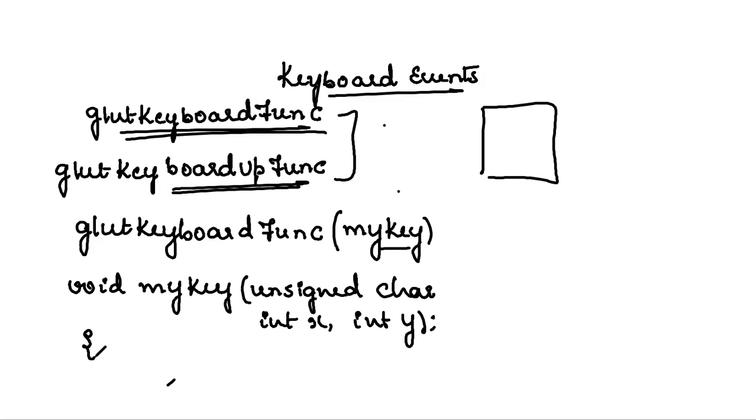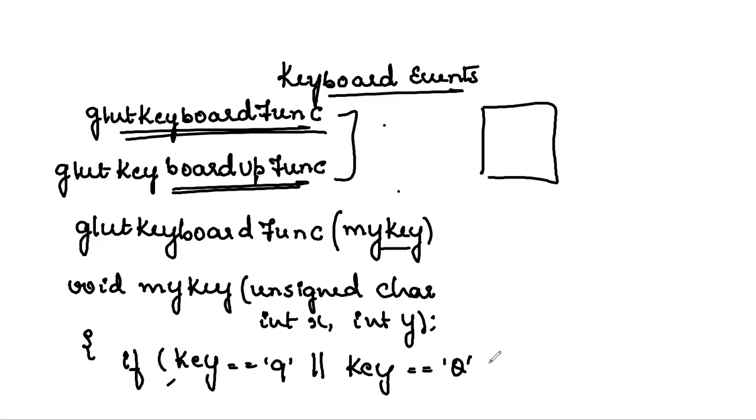Inside this, let me write if, let us say I'm going to write it with respect to q. I'll write key is equivalent to q, that is the lower case, or the key is equivalent to Q, that is the capital letter. And let us say the action that we are trying to write is the exit or the termination action. So I'll write exit of 0.